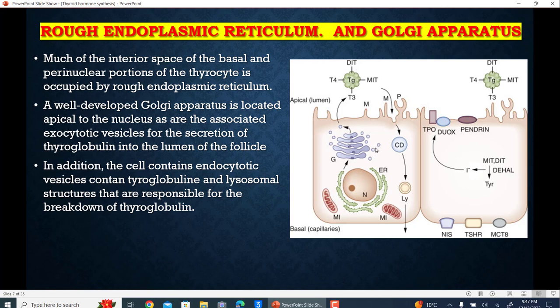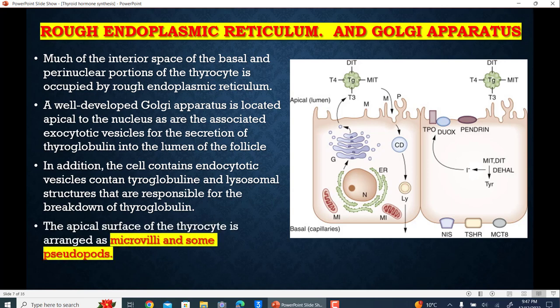In addition, the cell contains endocytic vesicles containing thyroglobulin and lysosomal structures that are responsible for the breakdown of thyroglobulin. The apical surface of the thyrocyte is arranged as microvilli and some pseudopodia.